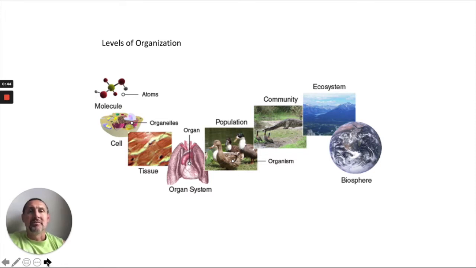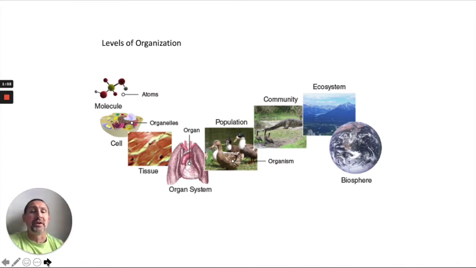Starting with the smallest unit, atoms, to make molecules. Molecules combine to form organelles. Organelles make up cells. Cells make up tissues. Tissues make up organs like your heart and lungs. Organs like your heart and lungs make your cardiovascular and respiratory system.